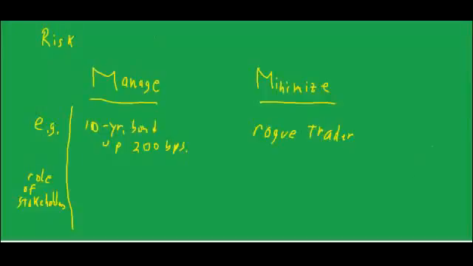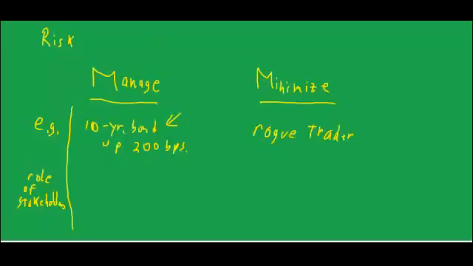I want to talk more about the risk management function, the risk management business process, and I want to distinguish between two types of risks. There's a risk that you manage and a risk that you minimize. An example of a risk that you manage is a risk that the 10-year bond goes up by 200 basis points. That's a type of risk that you manage to.